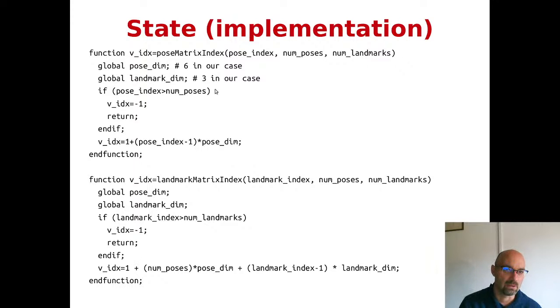There is also some useless check to see if you do something bad, like if you try to access a pose index which is after the maximum boundary. The first function, pose matrix index, takes the pose index, the number of poses, and the number of landmarks, even if it's unused, only for symmetry with the other one, and then it calculates the index of the first of the pose having index pose index in the perturbation vector. And this one does the same for the landmarks.